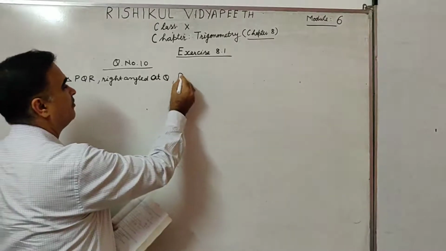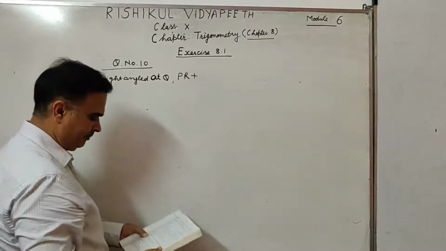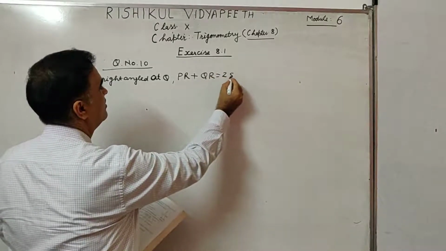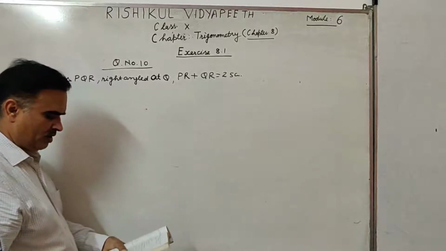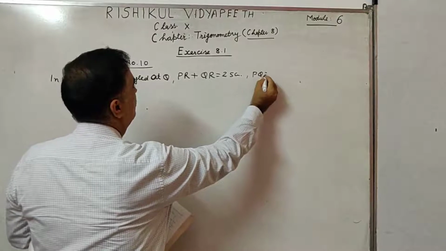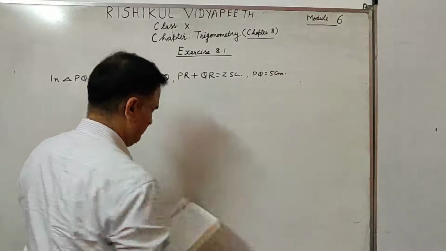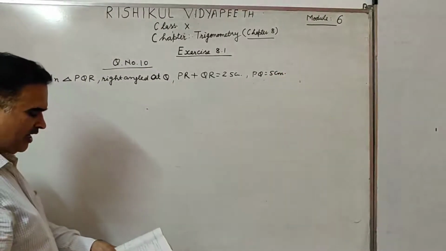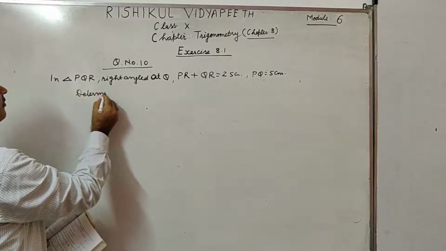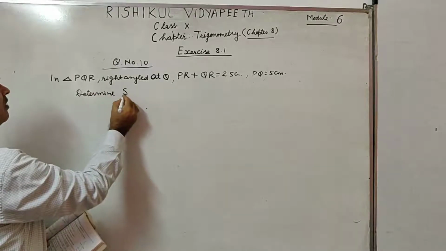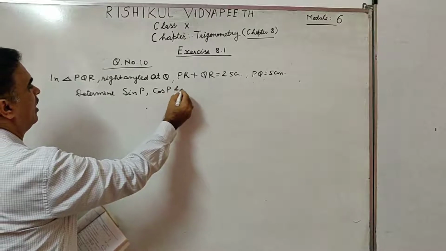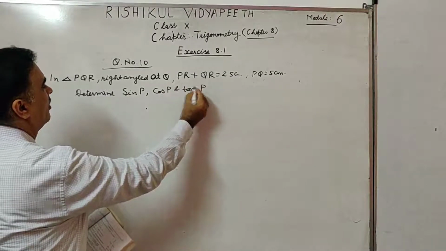And PR plus QR equal to 25 centimeter. And PQ equal to 5 centimeter. Determine the values of sin P, cos P and tan P. We have to find this.